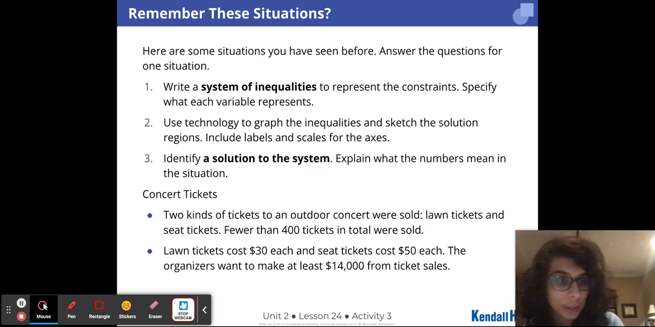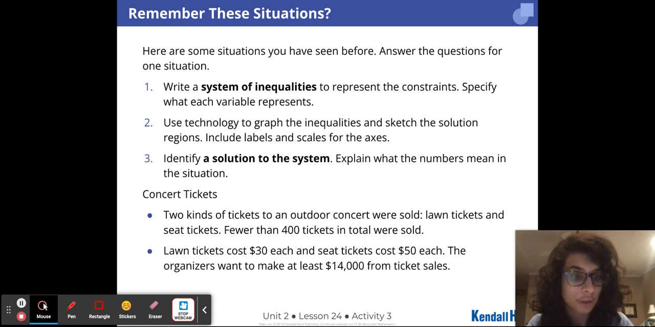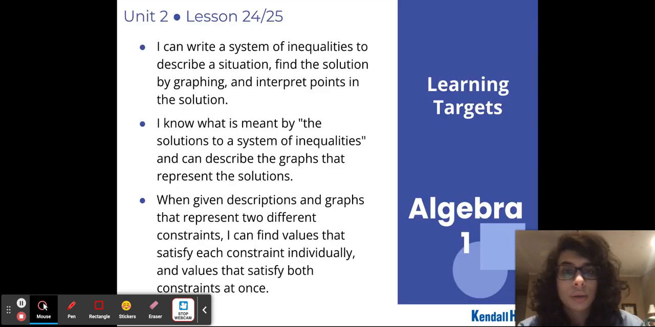So we're going to take lesson 23 and take it a step further from that. And so our learning targets for today: I can write a system of inequalities to describe a situation, find the solution by graphing, and interpret the points in the solution. And I know what's meant by the solution to a system of inequalities and describe the graphs of those situations. We're going to be given descriptions and graphs that represent two different constraints. I can find the value that satisfies each constraint individually and values that satisfy both constraints at once.